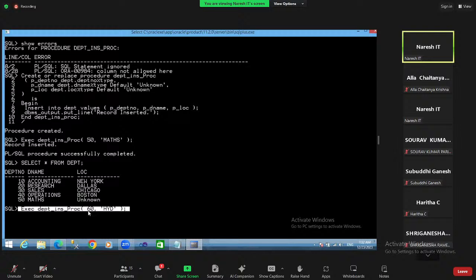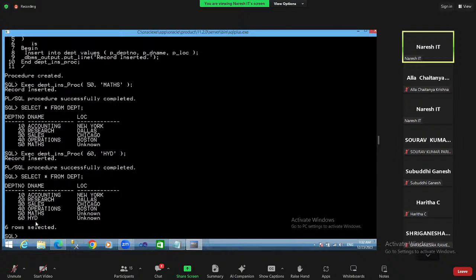Here we are not passing department name, guys. We are passing only 2 arguments. So what is taken by the system for department name? Unknown? Yes? Because we are not passing department name, right? Okay, check. Unknown is taken as location, department name taken as Hyderabad.